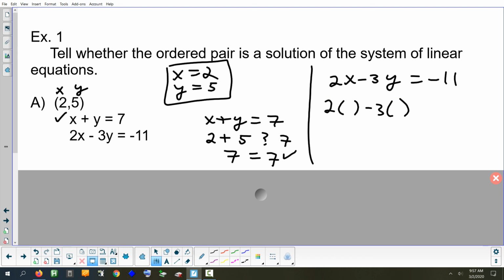All right, and I mean, you can put an equal sign here, but I'm just going to put the question mark because I don't know yet if what's on the left is going to equal negative 11. I hope so, but we'll see. So Tristan, what am I filling in for x? 2. 2? And Joe, how about for y?